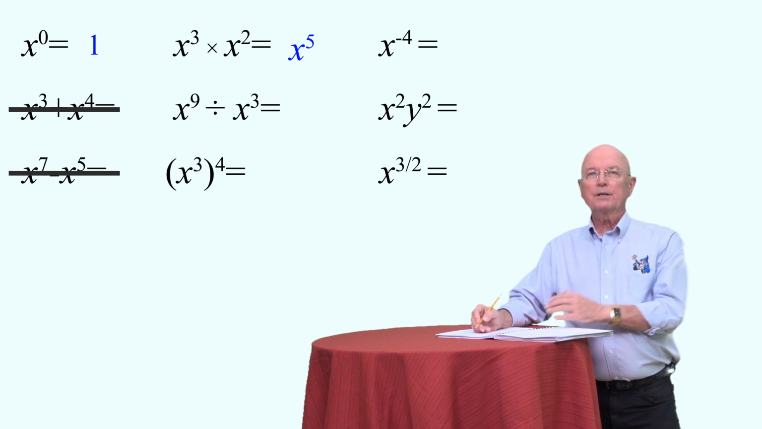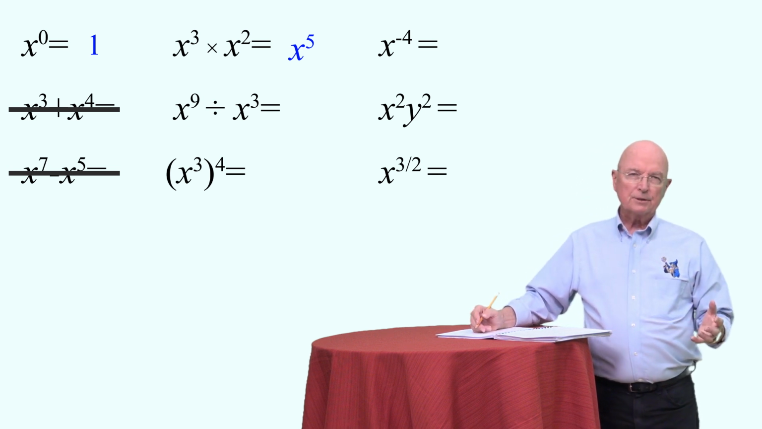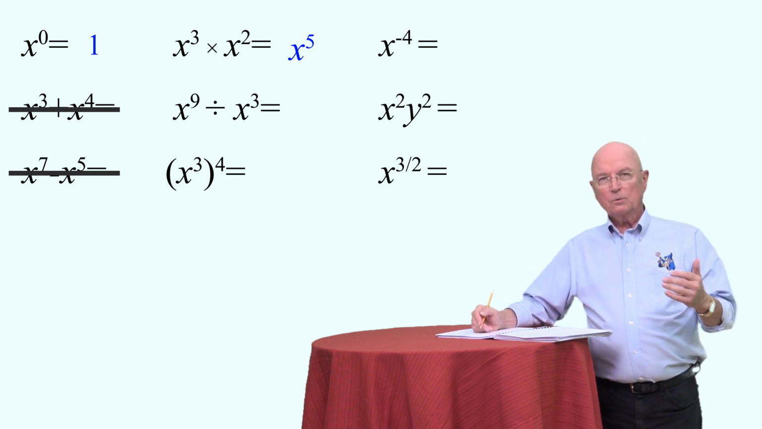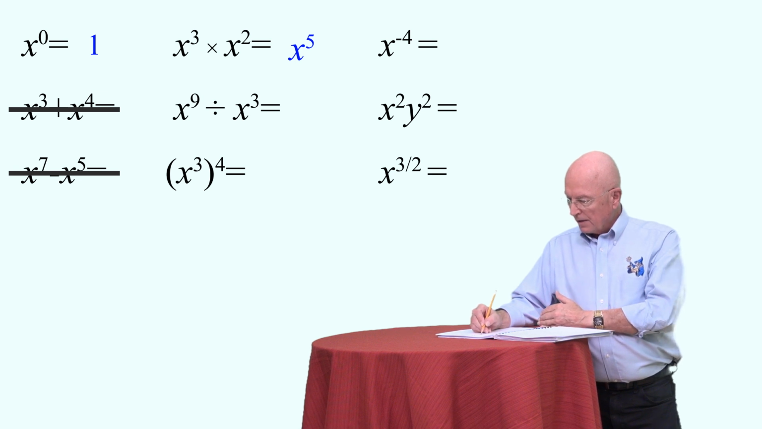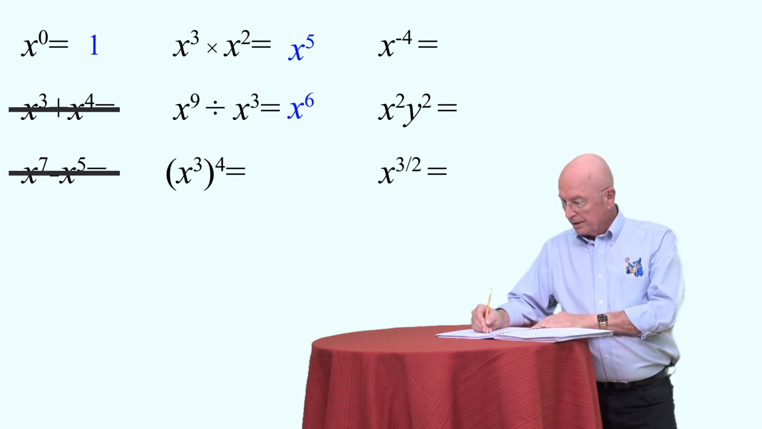How about dividing? Well, isn't dividing the opposite of multiplying? So we're going to do the opposite thing. We added them together before, and when you're dividing, you subtract. So x to the 9th divided by x to the 3rd is 9 minus 3, which gives us x to the 6th. Now, here's a wrinkle.